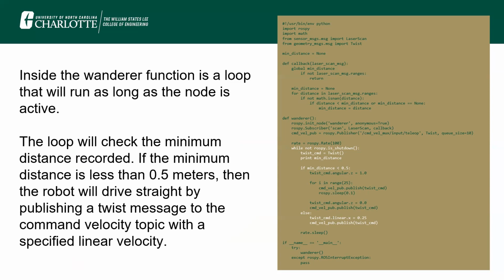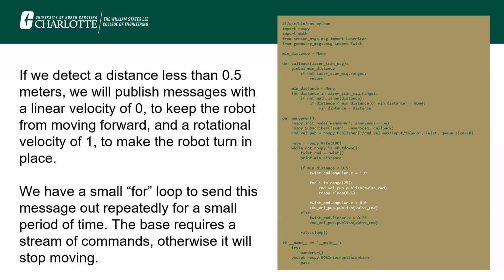So inside of the Wanderer, we've got our main loop. As long as it's not shut down, we're going to create a twist message. If there's nothing less than half a meter in front of us, we're going to populate the twist message with a linear velocity of 0.25, I think meters per second, and publish that to the command velocity topic. So we'll move at that speed, but if we do detect a distance less than 0.5 in front of us, then we'll construct that command with an angular velocity about the z-axis.